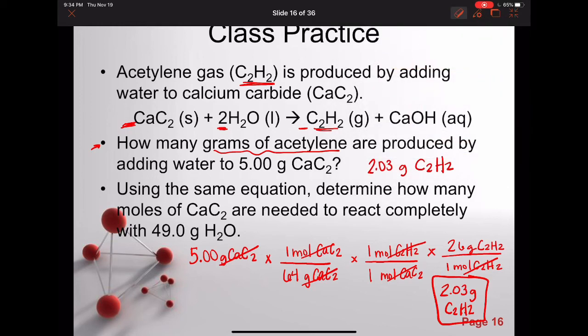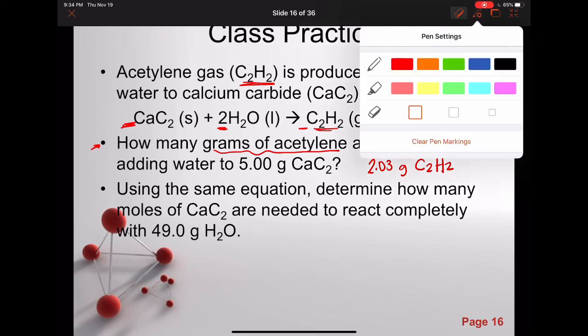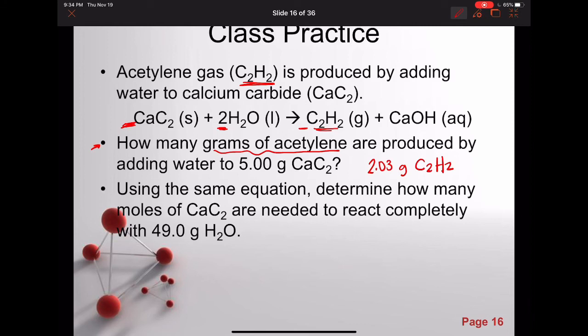Okay, now using the same equation, I'm going to have to erase this bottom part so I can have space, sorry. Determine how many moles of CaC2 are needed to react completely with 49 grams of water. So again, we start with what we know, 49 grams of water.